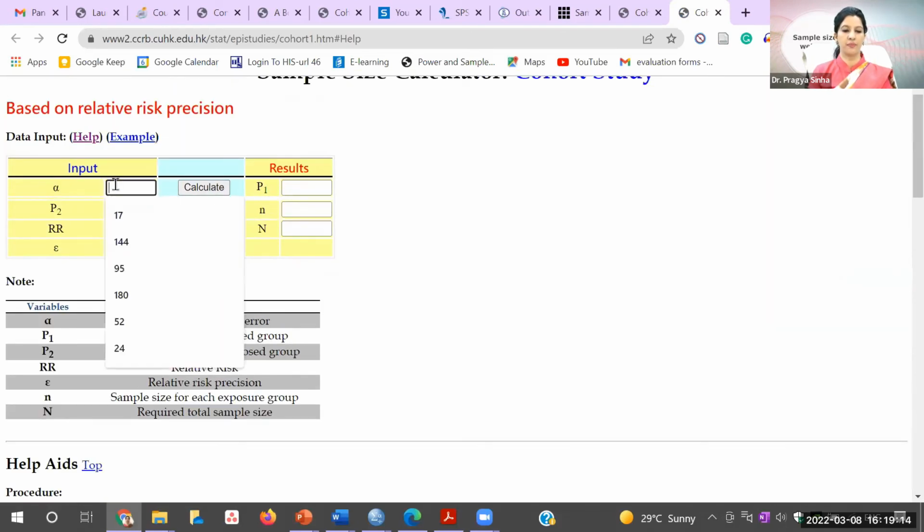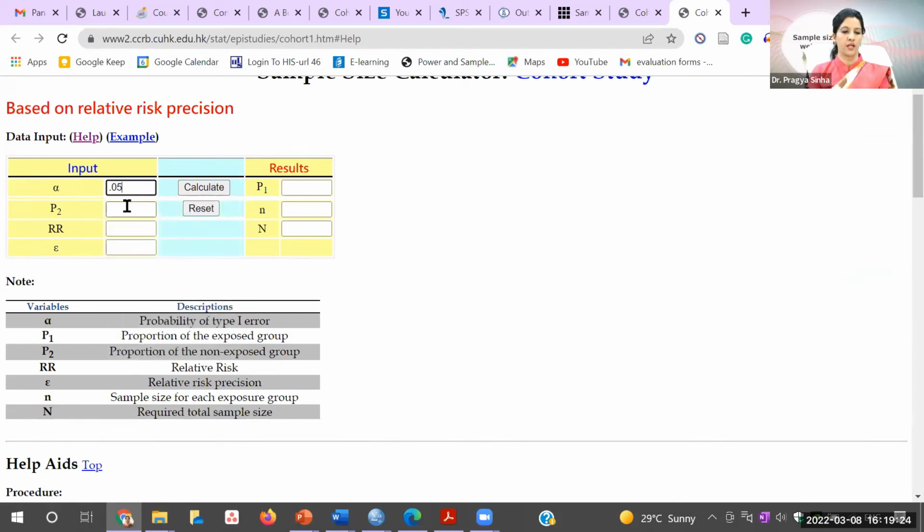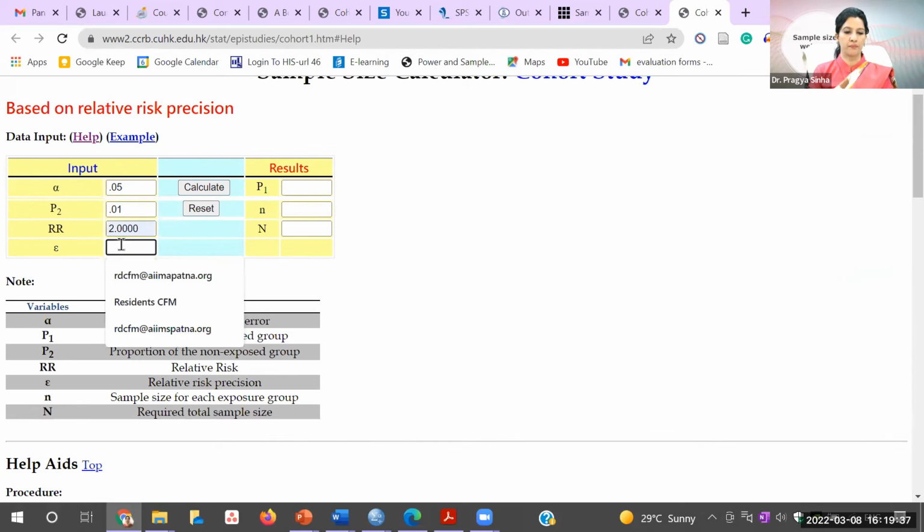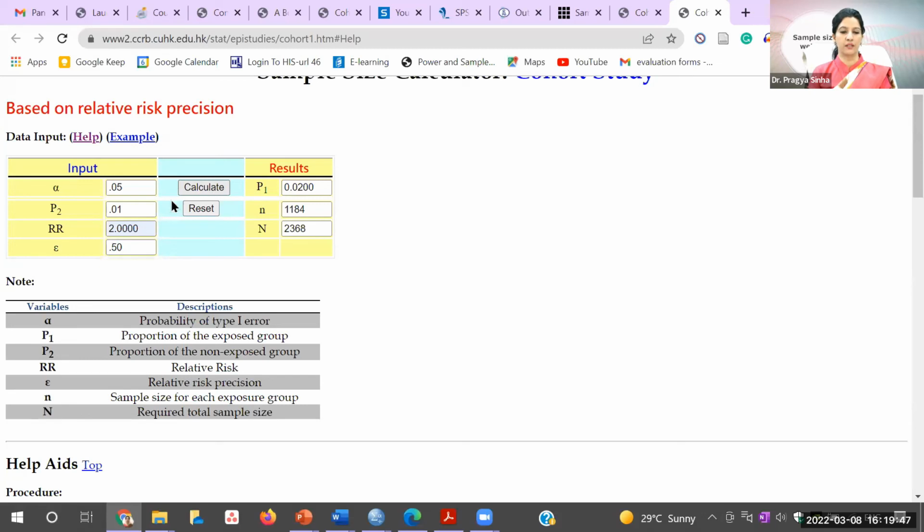So this alpha is 0.95, the 5%. So it will be 0.05. This P2 is the proportion, which is the 10%. You have to write it in the decimal. And this relative risk was 2. And the precision, this relative precision is 50%. So you have to write 0.50 and then calculate. Sorry, I think this percentage you have to write like 50.